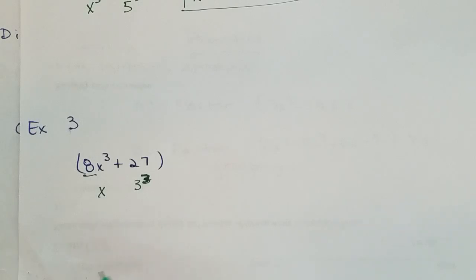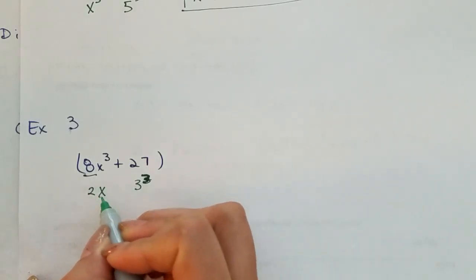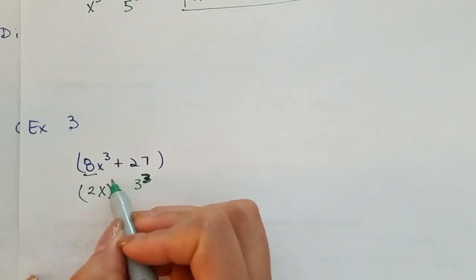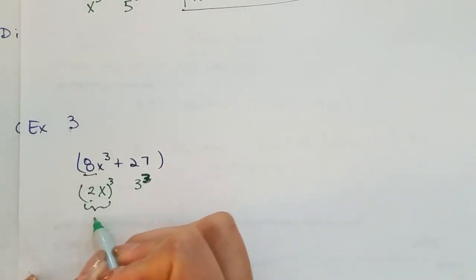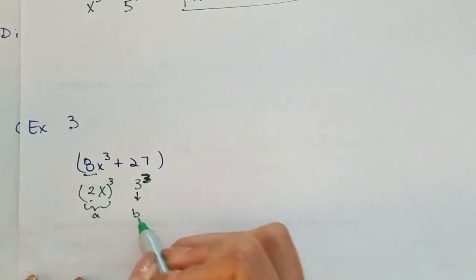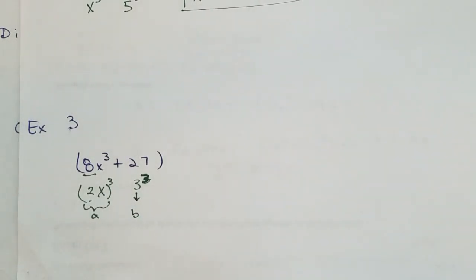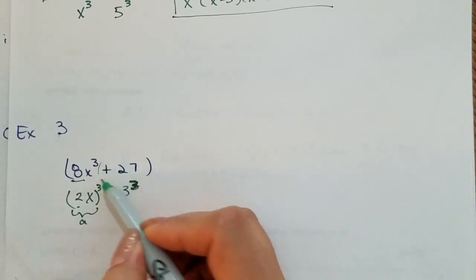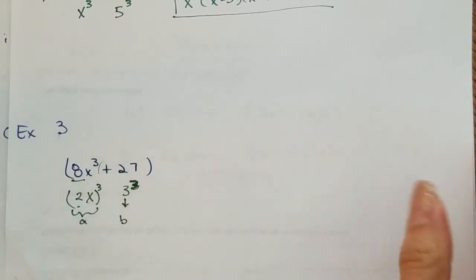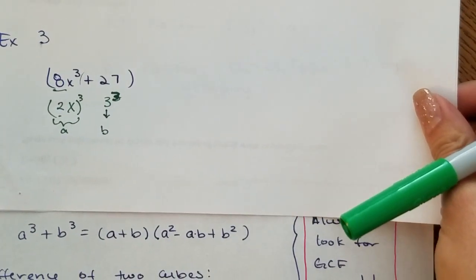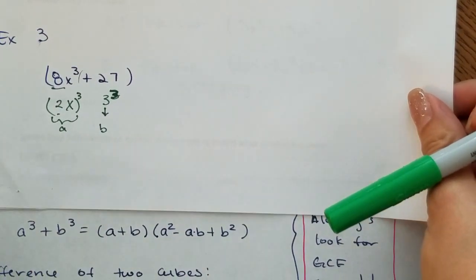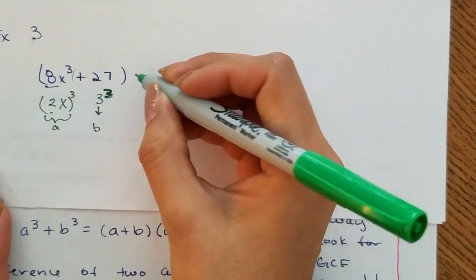Can we take the cube root of 8? And we actually can. It's 2. So our first term here is actually 2x. That's going to be your value for a, and then 3 is your b. And then once again, you just plug it into your equation. Here we're doing the sum of cubes. Okay, so if you didn't write it down, here is the formula for you down here at the bottom. And all you're going to do is plug it in.